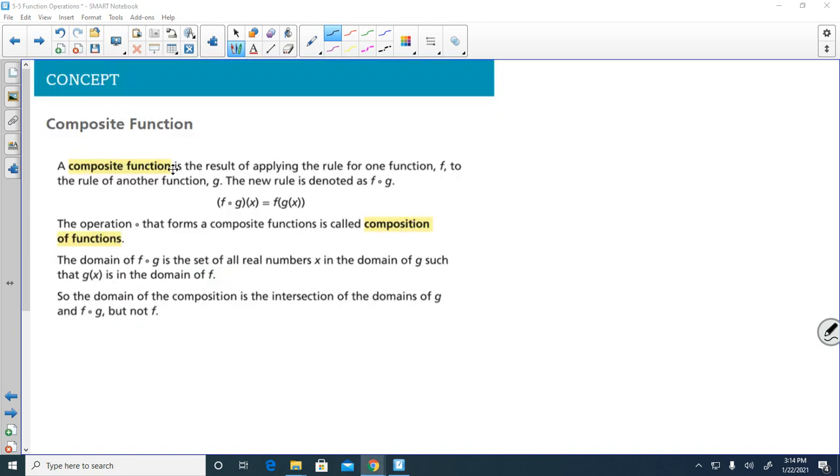Now let's talk about composition. Composition is when you put one function into another function. So putting one function inside the other.